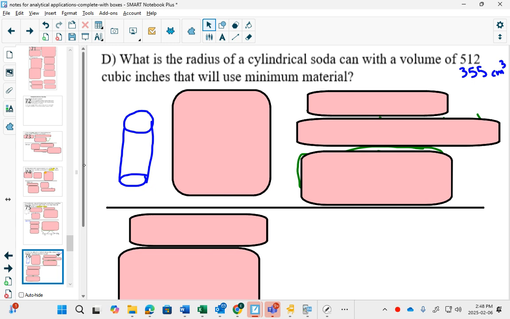So again, what do we know? And what do we want to find? And what do we want to optimize? What do we want that's a minimum? Minimum material. Can you see that that minimum material would be a minimum surface area?